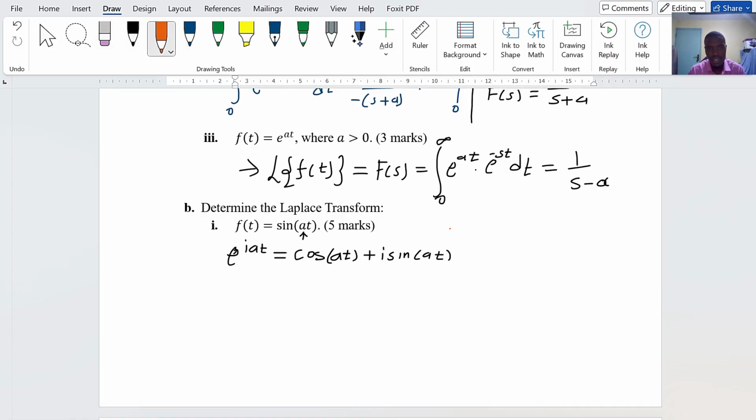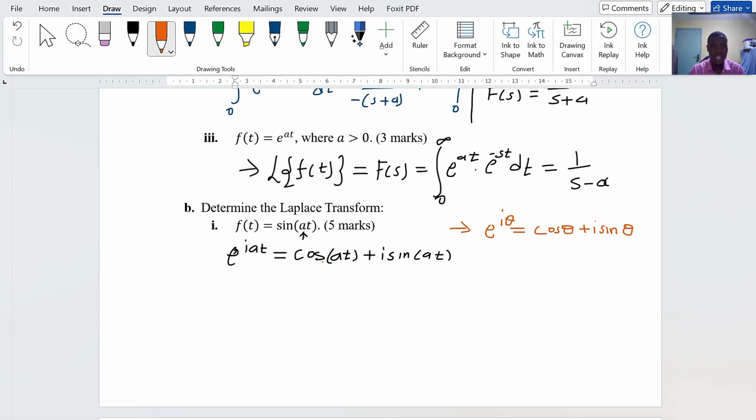This comes from e^(iθ), which is given by cos θ plus i sin θ. So it's the same thing I've applied. Our θ is at. So this is what you should recall in Euler. I hope this is fine.